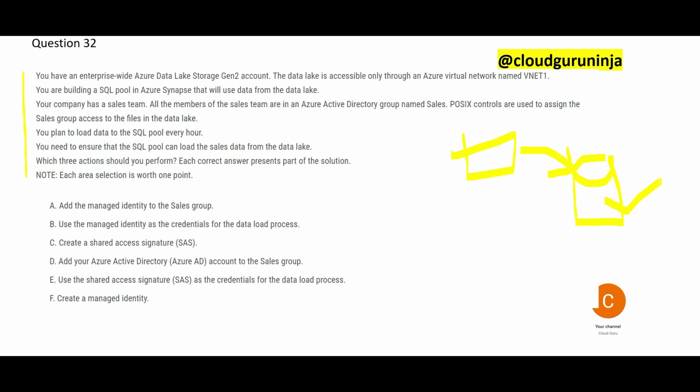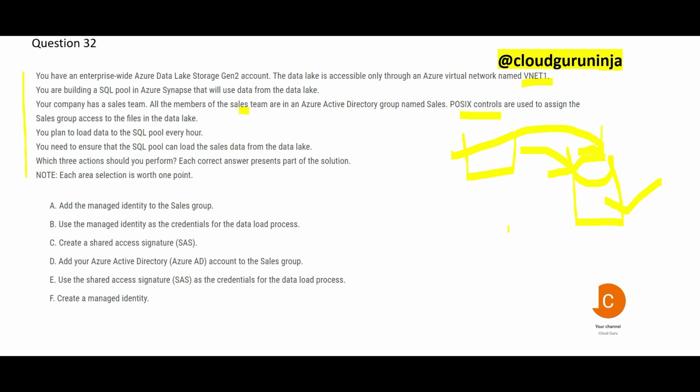Now, how can the access happen? Only when you are in VNet, VNet 1. Otherwise, access cannot happen. Now, who has to access it? Simple. The sales team, and POSIX controls and so on are all there. Now what happens is every hour this data needs to be loaded from here till here. Every hour. So you need to ensure the SQL pool can load the sales data from the data lake table.